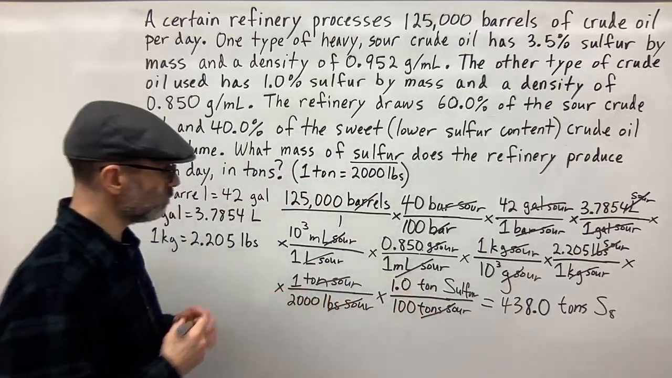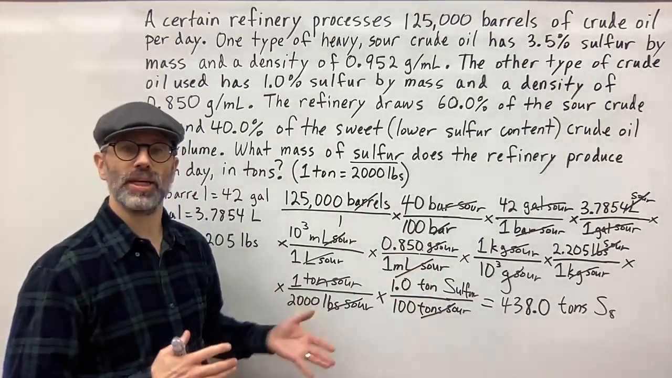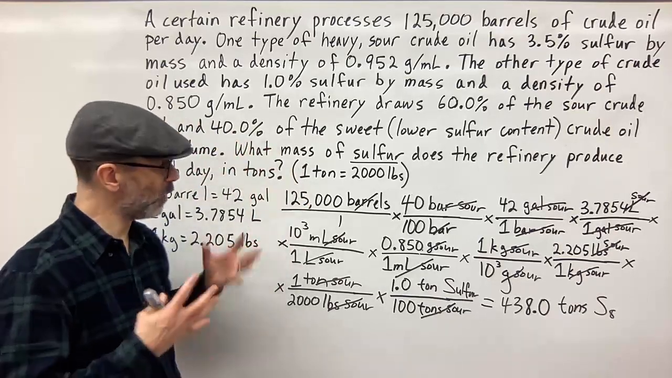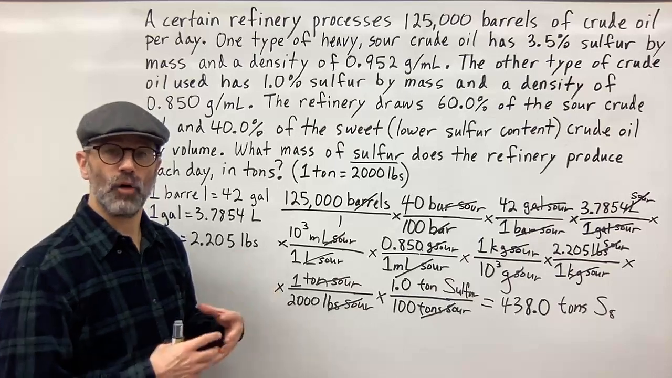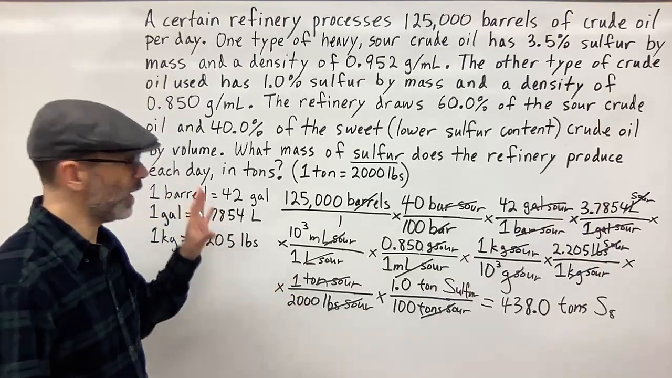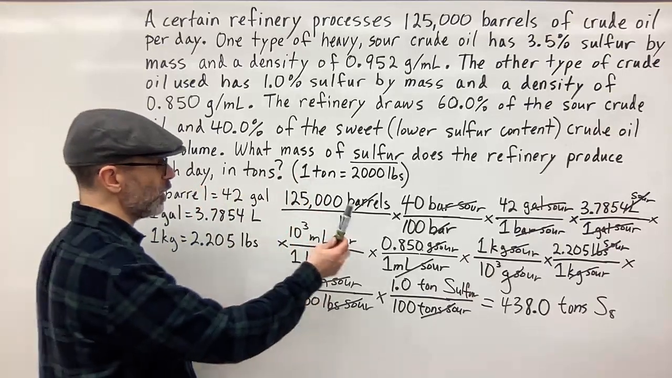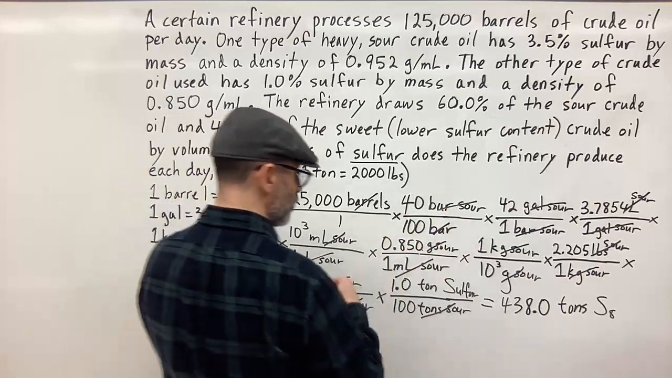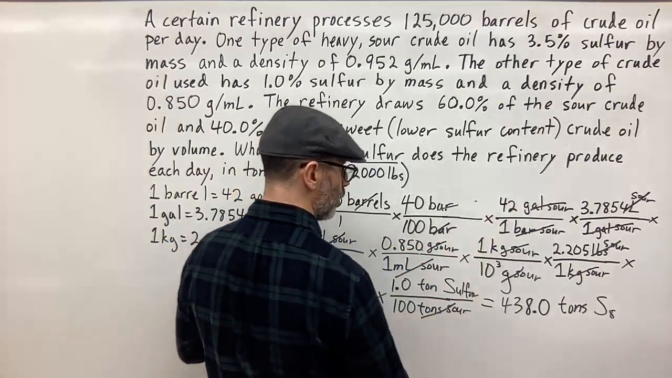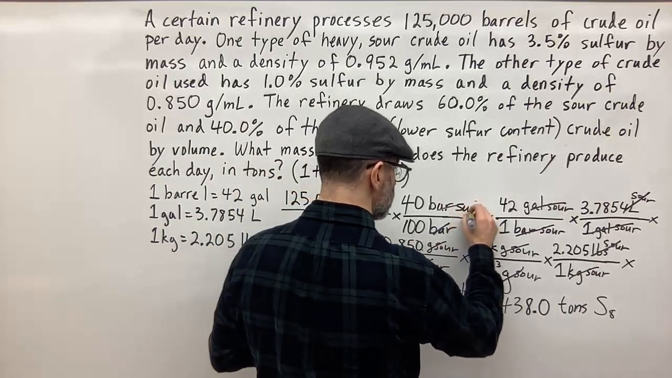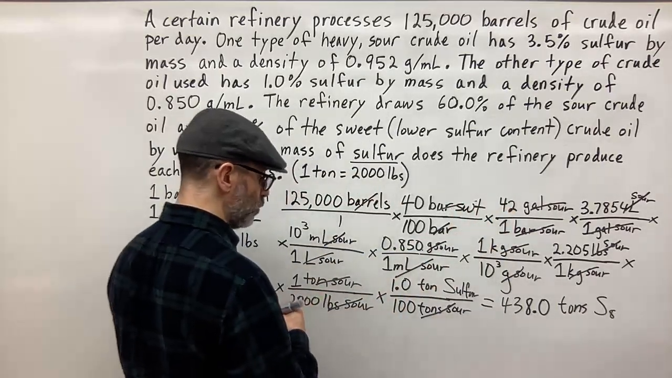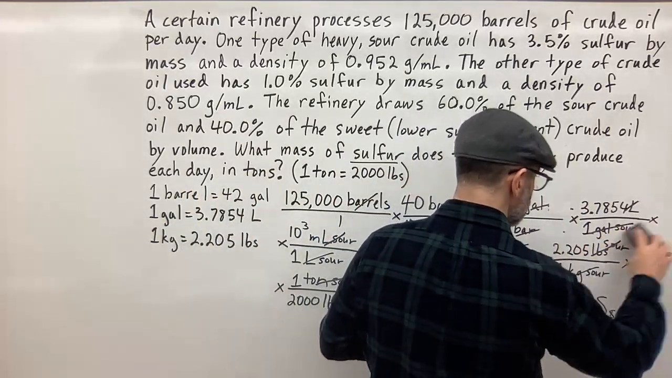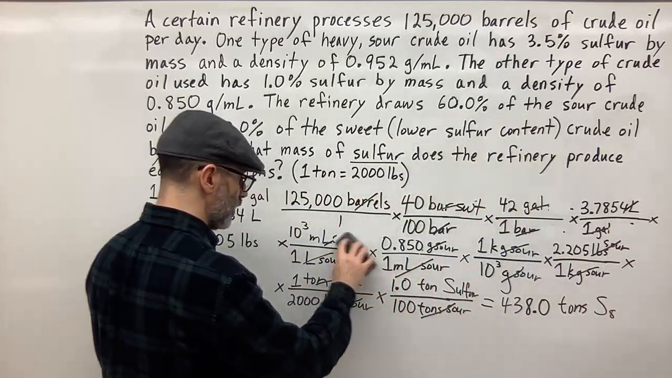So now we have everything set up for the calculation for the sweet oil to calculate the total amount of sulfur from the sweet crude oil. Again, everything is the same. We're converting barrels of the total oil to barrels of the sweet. So this should be sweet now instead of sour. I'll just put SWT for sweet. So all of this is now sweet. We're dealing with sweet here.